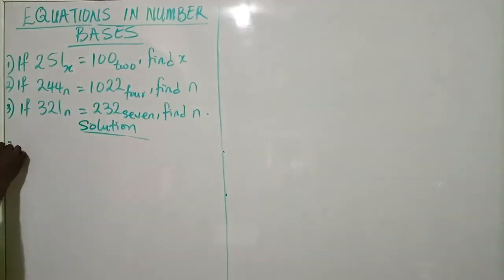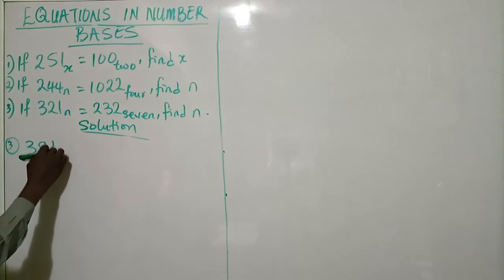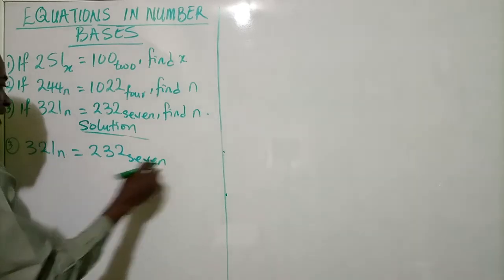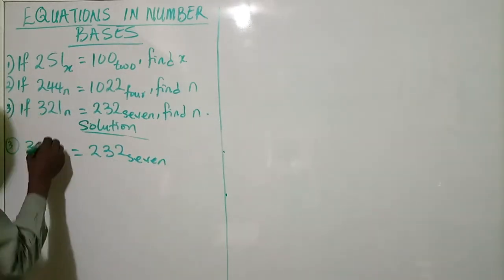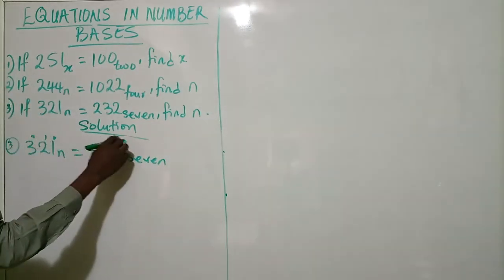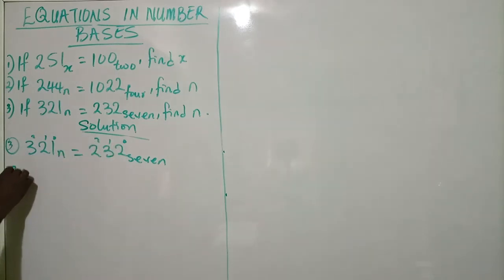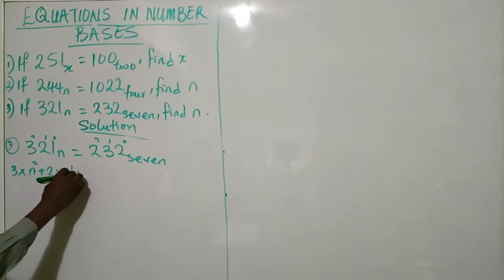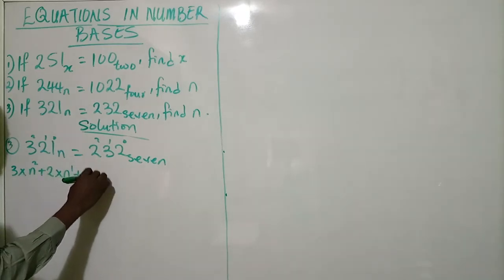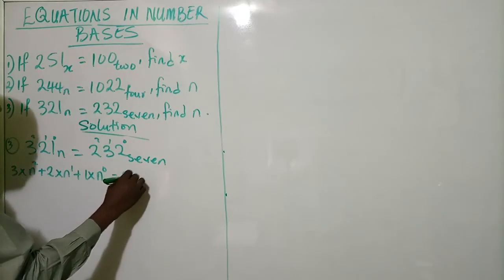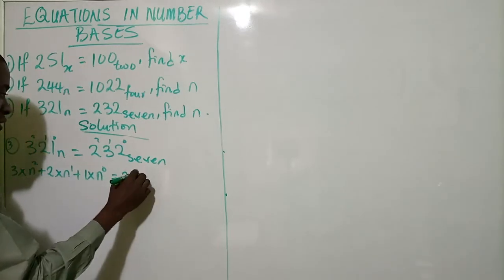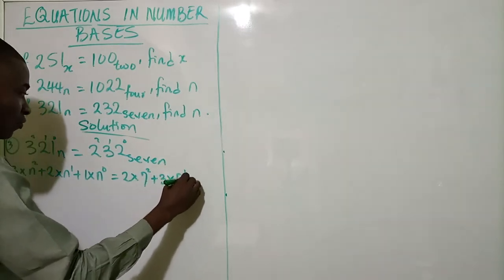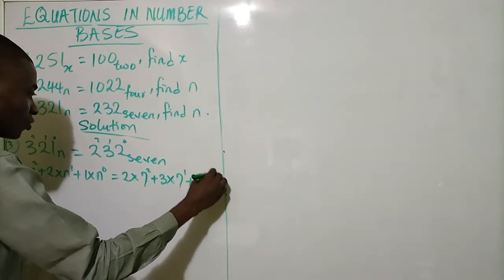Okay, so the third one now, we have 321 in base n is equals to 232 in base 7. Again, change this to base 10, change this to base 10. This is 0, 1, 2, 0, 1, 2. So this means 3 times n raised to the power of 2 plus 2 times n raised to the power of 1 plus 1 times n raised to the power of 0 equals to 2 times 7 raised to the power of 2 plus 3 times 7 raised to the power of 1 plus 2 times 7 raised to the power of 0.